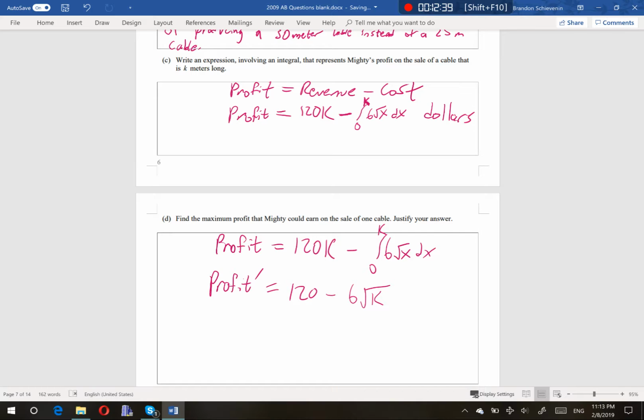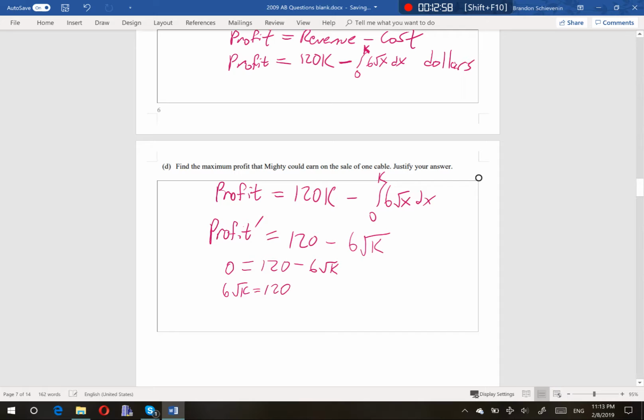What do I do with this to find the maximum profit? Set it equal to 0 to find the critical points. So 0 is equal to 120 minus 6 root k. I'm going to throw this 6 root k over to the other side, so 6 root k equals 120. And divide both sides by 6. The square root of k is equal to 20. So then k is equal to, if I square both sides, 400. Okay, 400 is the only critical point.